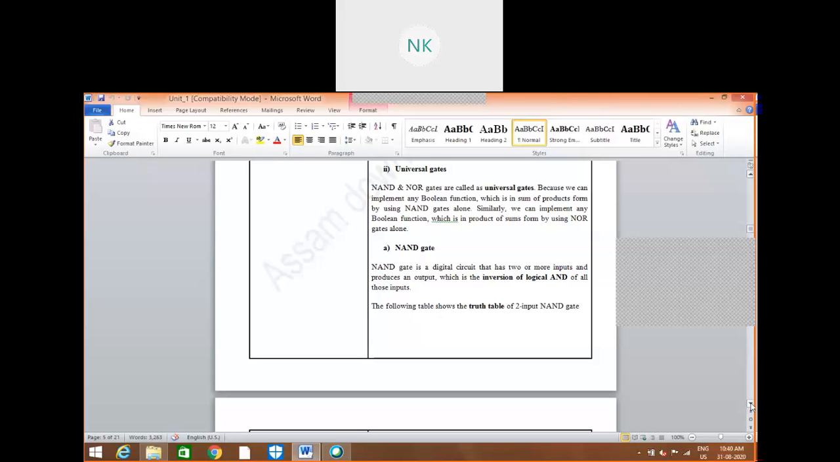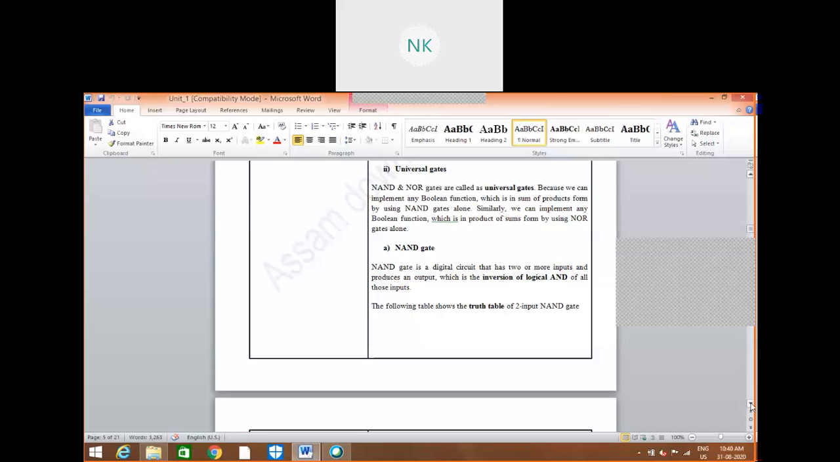No doubt. Okay, then fine. So let's move to our next, that is universal gate. Why is it a universal gate? Because we can implement or make any boolean function through this gate. Means through this, why is it universal? Because from this gate we can make any gate.